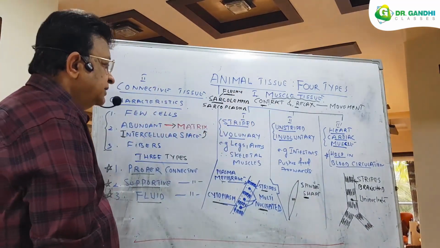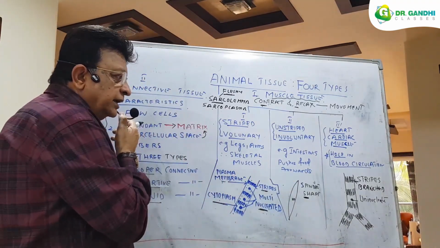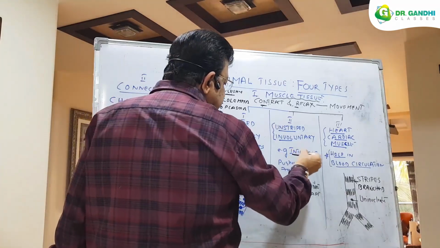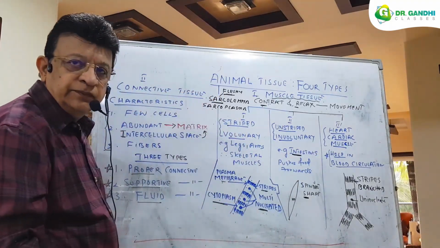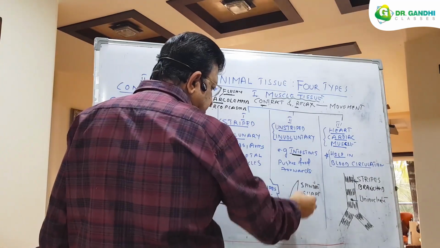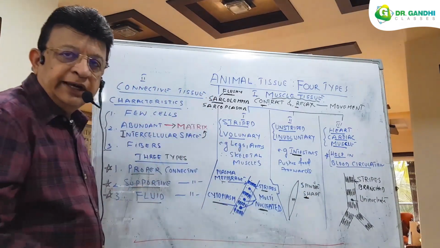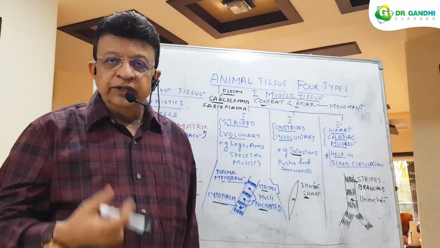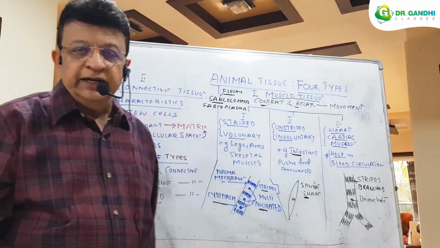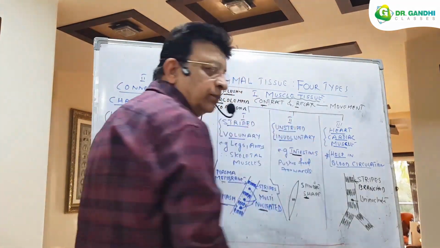Okay. Next, you see the other type, the unstriped or the involuntary. Example, intestines are made up of it. What is the function? It helps to push the food forward. They are spindle shaped cells and they don't have stripes. They are involuntary. The intestines don't move at your will. And the last one is the heart or the cardiac muscle.